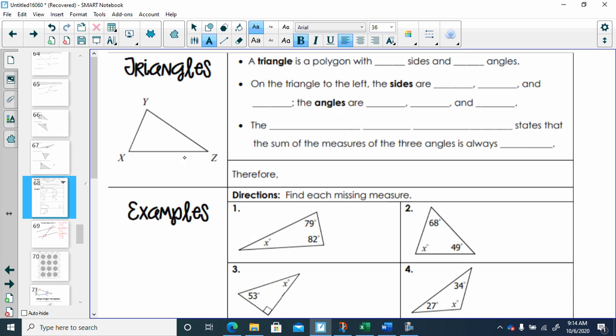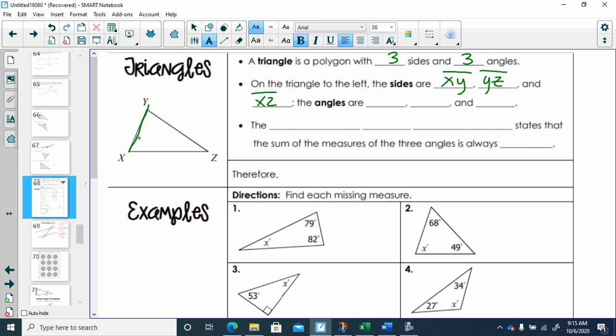A triangle, tri means three, angle, is a polygon with three sides and three angles. On the triangle to the left, the sides are, now remember when we're naming sides, we're using the two vertices to name them. In this case, the side would be side XY, line segment XY, okay? Bar over it means line segment. This is line segment YZ. And then line segment XZ.